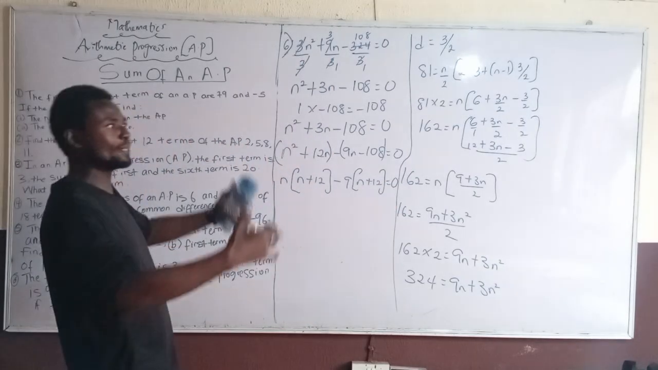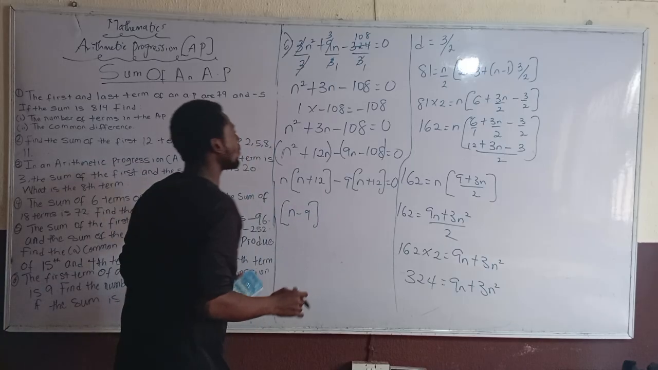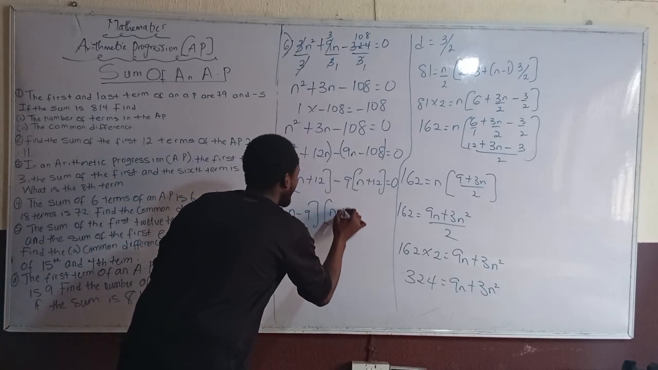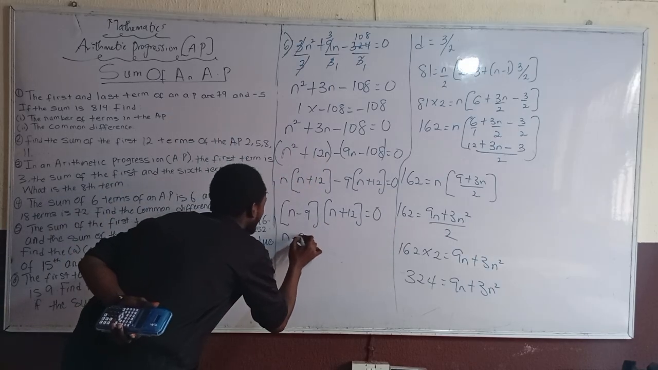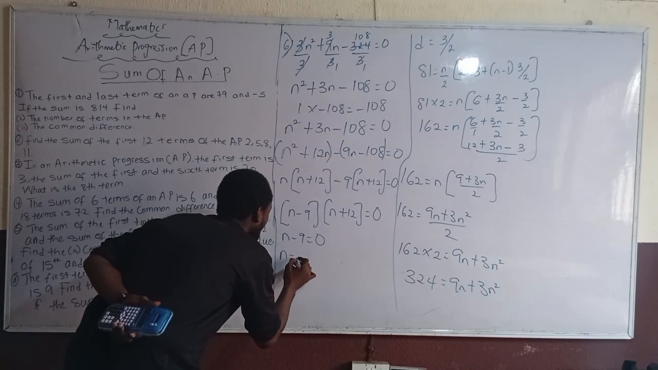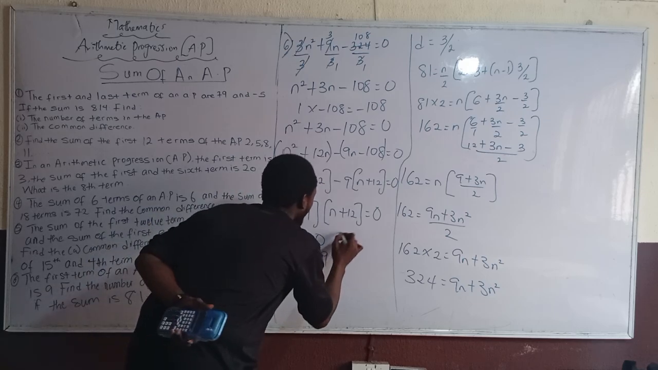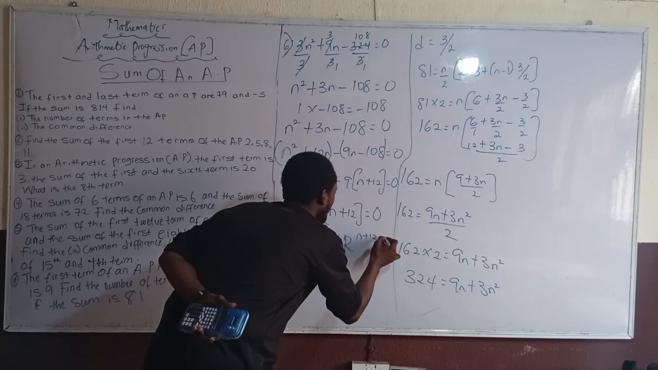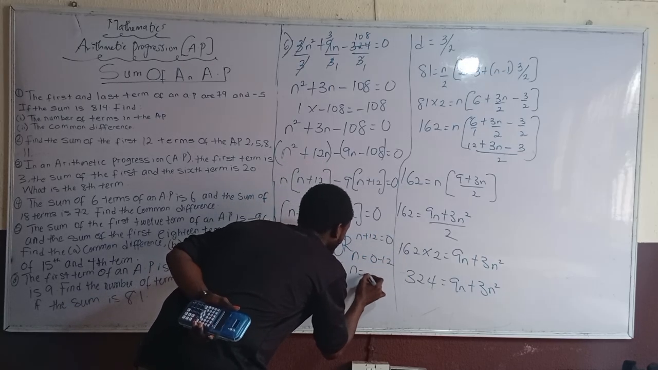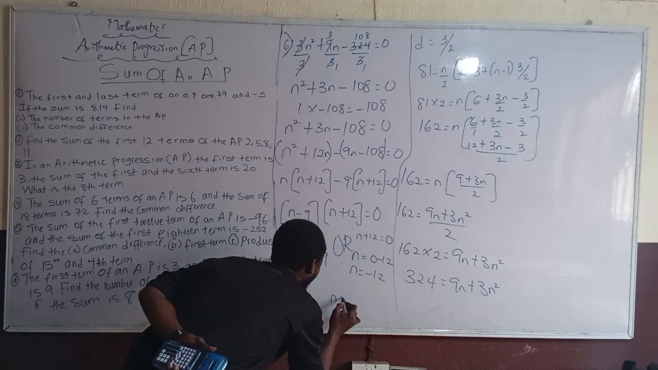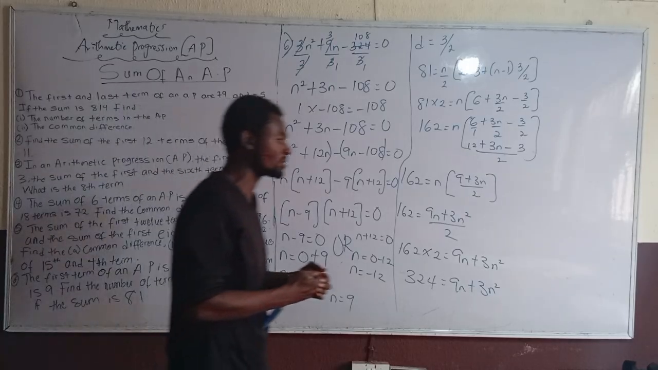So the ones hanging outside the bracket, I will put them in one bracket. That is n minus 9. Then the one in bracket, I will pick one. N plus 12 equals what? 0. So n minus 9 equals 0. N becomes 0 plus 9. N equals 9. Or n plus 12 equals 0. N becomes 0 minus 12. N becomes what? Minus 12. But therefore, my n is what? 9. Because you cannot pick negative as the final answer.